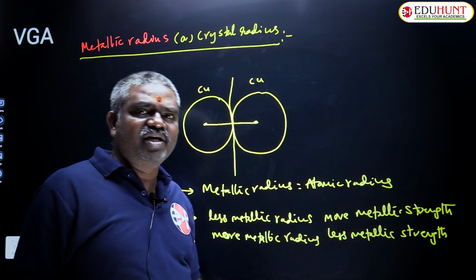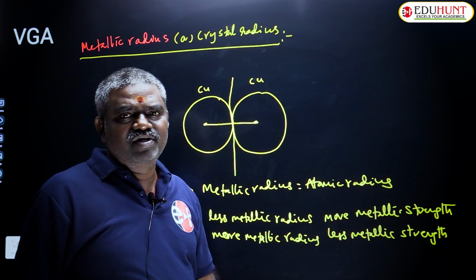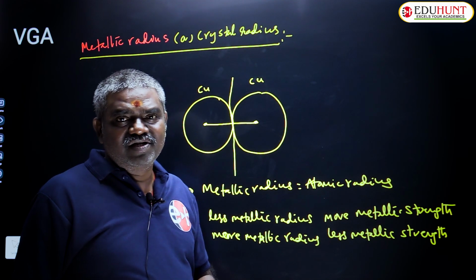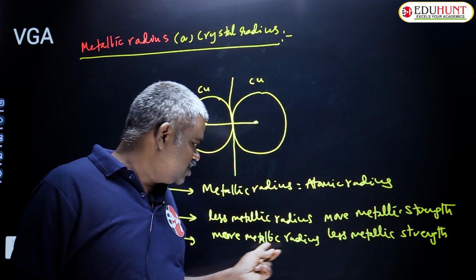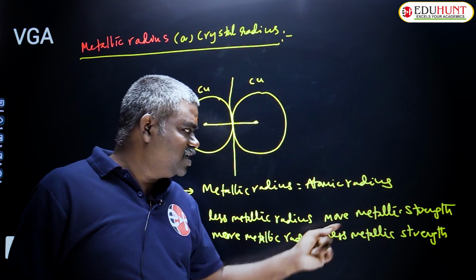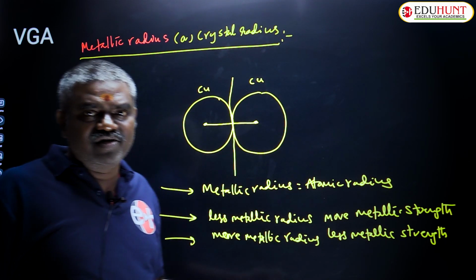So based on that, metals are of two types: soft metals and hard metals. More metallic radius means less metallic strength, and that is known as soft metal.